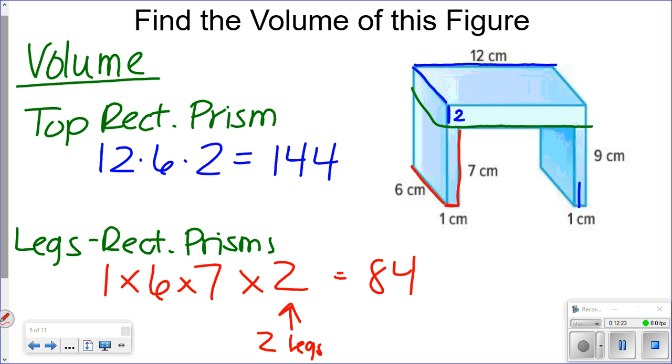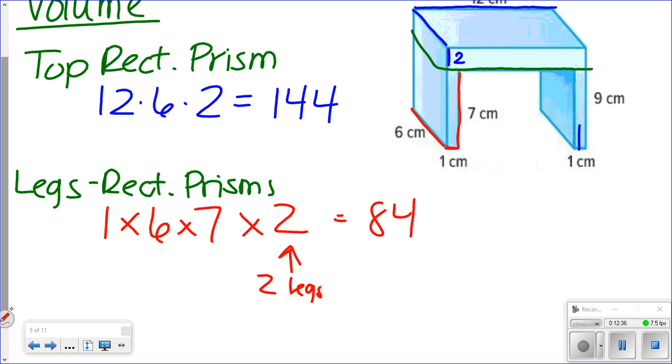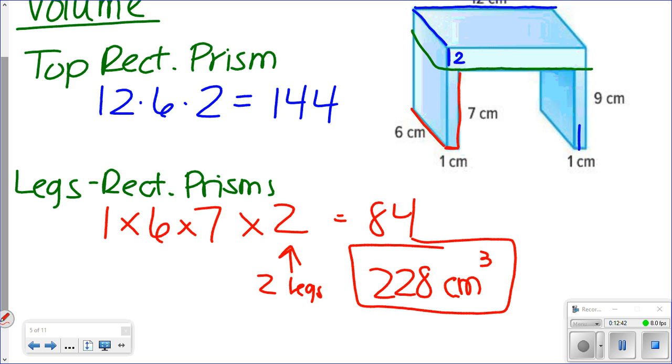Is everybody seeing how I'm finding some of the dimensions? You have to think about it. You can't just say, oh, I'm going to use this number, this number, this number. You have to think about, what's the length of this? What's the height of this? How wide is this? It's taking everything we've done and putting it together. You just have to be the one to split it up and find the dimension. And not all of them are missing.